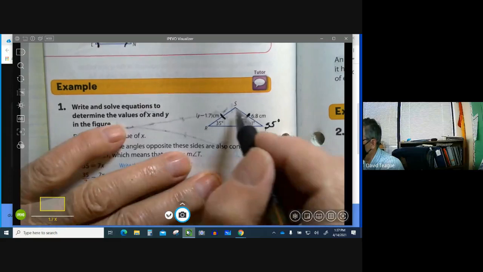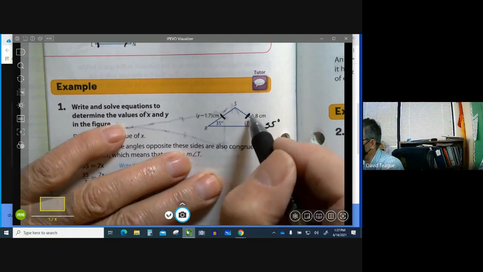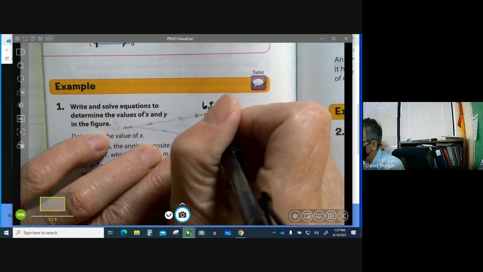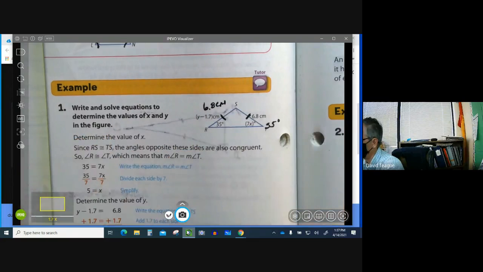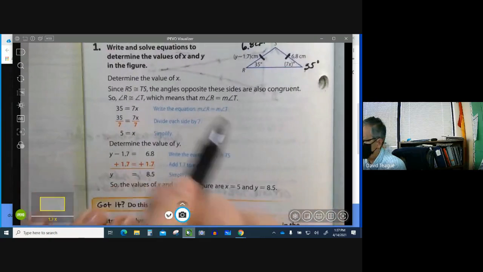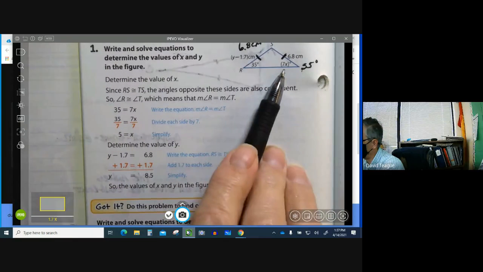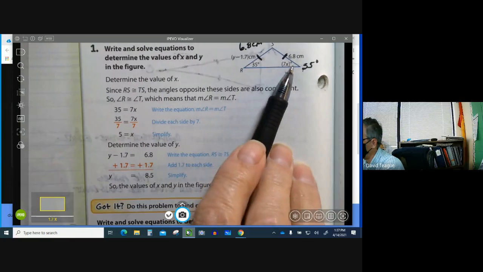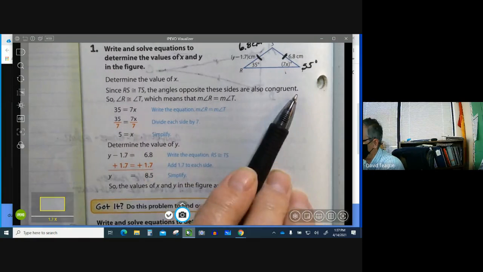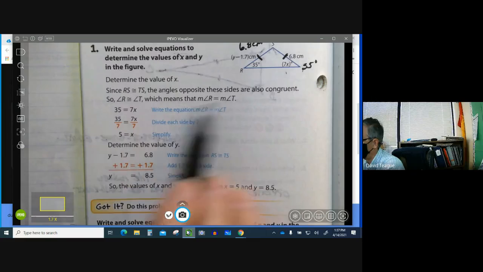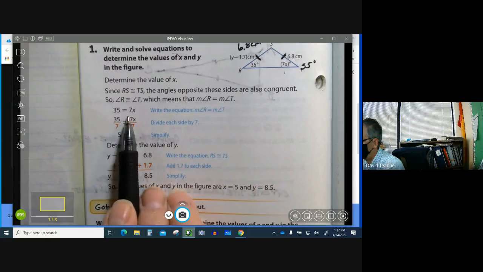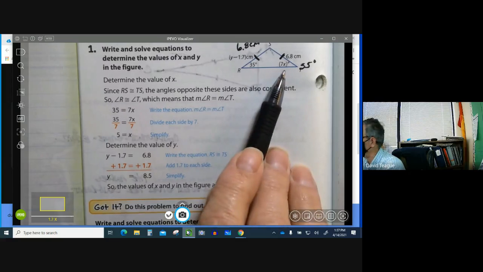Okay? And we notice by our drawing that this side is 6.8 centimeters. So we know that this side is 6.8 centimeters. Okay? So determine the value of x. That's over here in this angle. It says this angle is 7x. So we can write an equation. We know this is equal to 35. We can say 35 is equal to 7x.